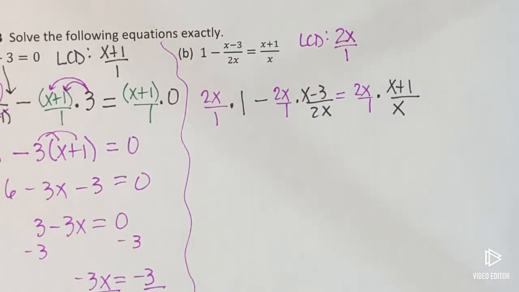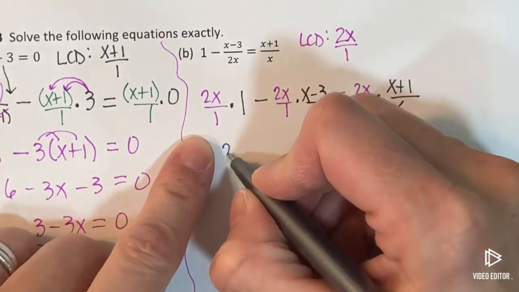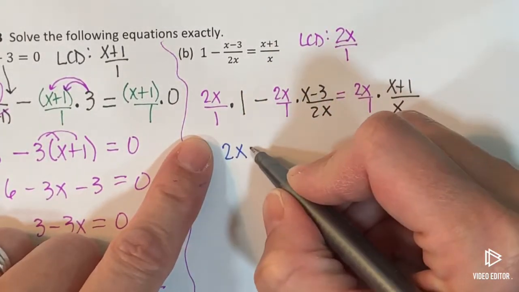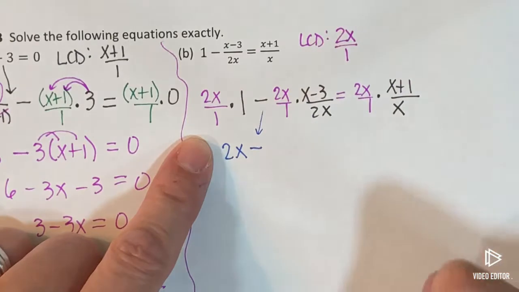And let's go through and divide out what we can. All right, so I have a 2x times 1 here. 2x times 1 is just 2x. Then I have my minus sign right here that gets carried down.